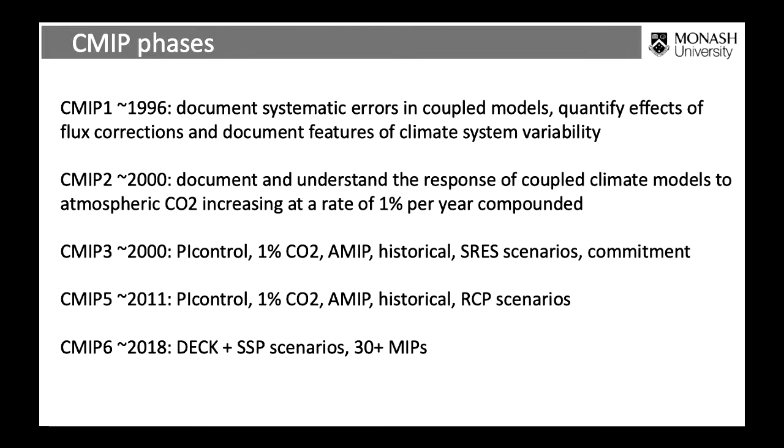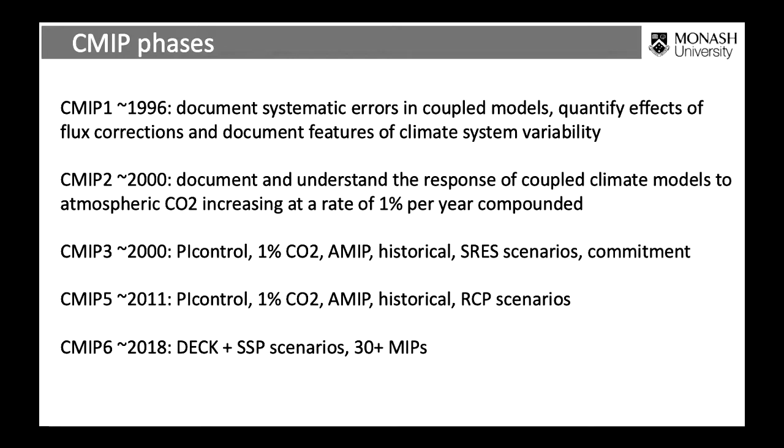So starting in 1996, and I've got references at the end if you're interested in learning more, the goal was really just to document the systematic errors. Different modelling groups around the world, I think there were about 10 at that stage, were running their models, and this was one way to say, okay, what's common amongst the errors that we're finding. In this phase, they discovered things like most models have too warm oceans over in the Southeast Pacific. And that was linked through these analyses to cloud biases.